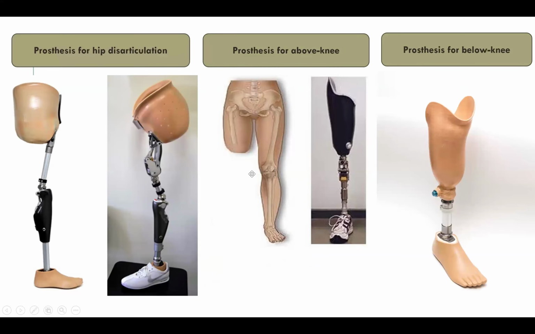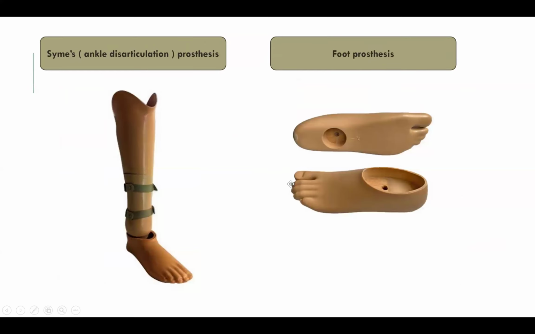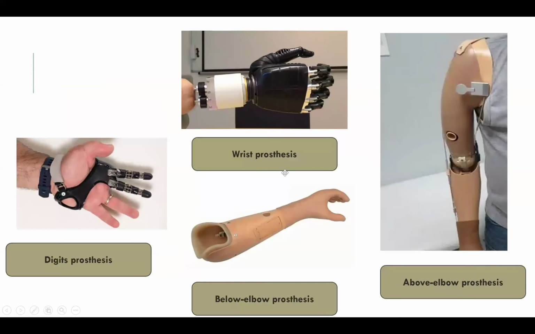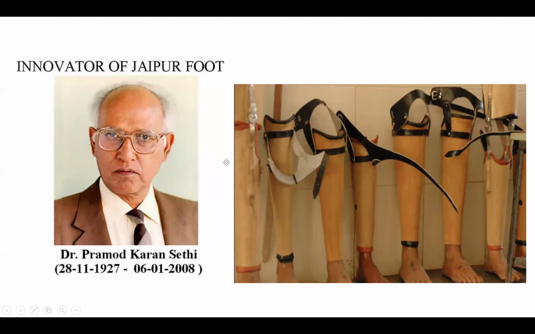And these are the various prostheses: for hip, above knee, below knee, Syme's prostheses, and foot prostheses. In the hand, there are digit prostheses, wrist prostheses, below elbow prostheses, and above elbow prostheses. And it is Dr. Pramod Karan Sethi who revolutionized prostheses and is the innovator of the Jaipur foot.